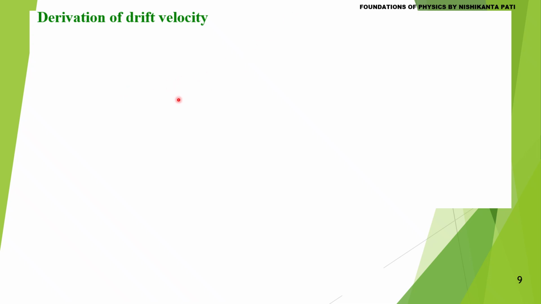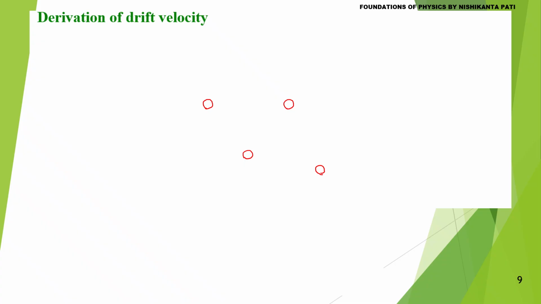In a metal there are free electrons. In the absence of electric field, the free electrons move at random. The average motion is 0, so there is no current in the absence of electric field or in the absence of battery. Think of this as the positive ion, this is the positive ion, these are the positive ions.